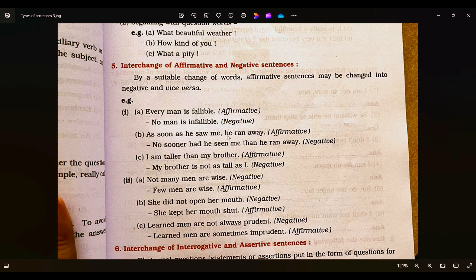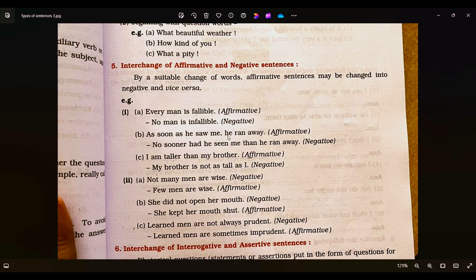Third example, I am taller than my brother, which is a positive sentence, and he is not as tall as I, which is a negative sentence. Now this is also changing of degree. If you change the same comparative degree sentence into positive degree by using as adjective as, in that case it will become negative, and at the same time the meaning will not be changed.